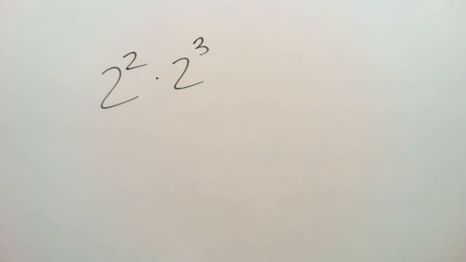Notice that in the numerator, we have the expressions 2 to the second power times 2 to the third power. The bases in the numerator are the same, and we're multiplying those two expressions. Since that is the case, we can apply the product rule in the numerator. We need to keep the base 2 and add the exponents 2 and 3 like this.